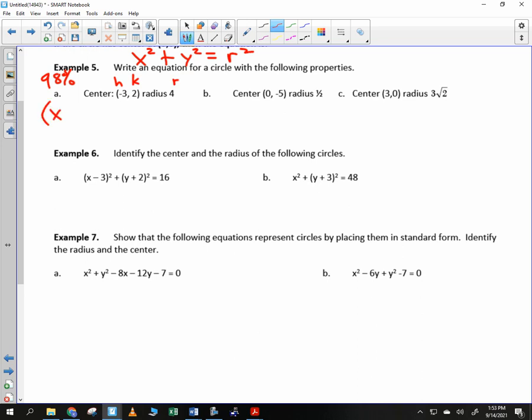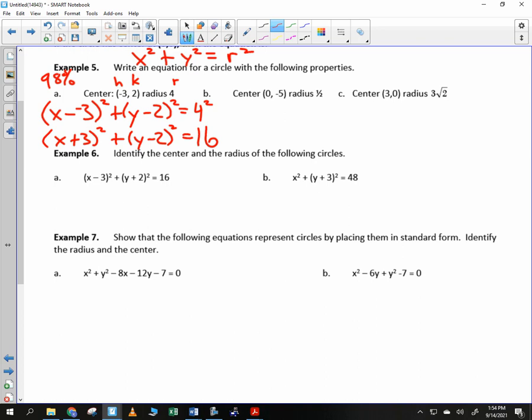And we get x minus -3 squared plus y what? Minus 2 squared is 4 squared. Now, we don't leave it like that because we don't ever write minus and negative. Instead of x minus -3, we write what? x plus 3 quantity squared. And then y minus 2 quantity squared is 16.